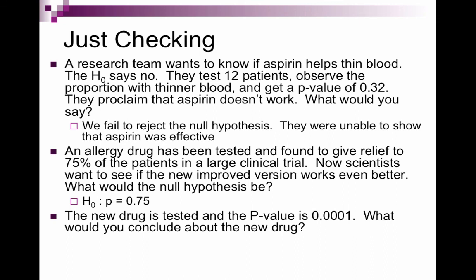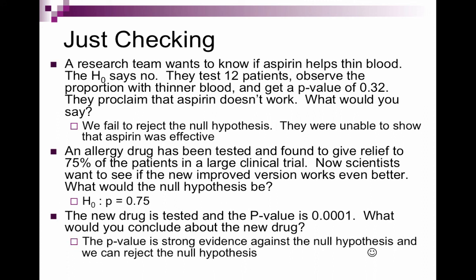The new drug is tested, and they ended up getting a p-value of 0.0001. What would you conclude about the new drug? Now, this is a really small p-value and actually shows that we are really surprised. So this p-value provides us strong evidence against the null hypothesis. So in this case, we can reject the null hypothesis and then kind of find in favor of the alternative hypothesis.